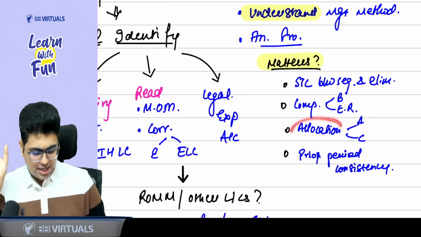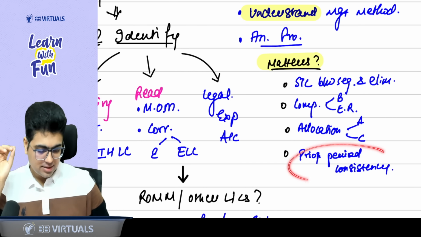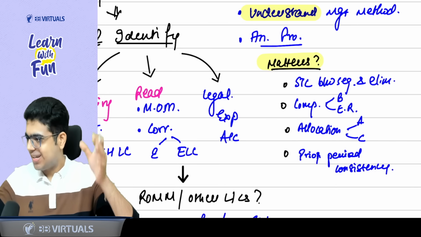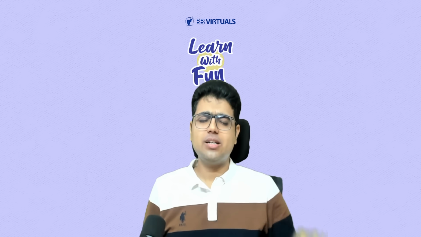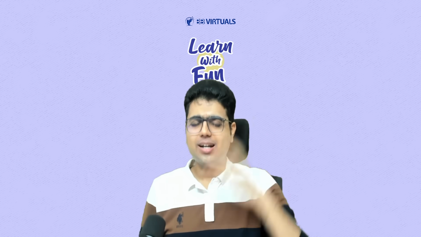Whoever performs good, allocate one good thing, asset, one bad thing, cost. Then check the consistency with the prior period. If it is not consistent, then you need to disclose the inconsistency. Clear, sir. So with this, SA 501 revision is done. Concepts done, questions done. Quick summary revision, done.